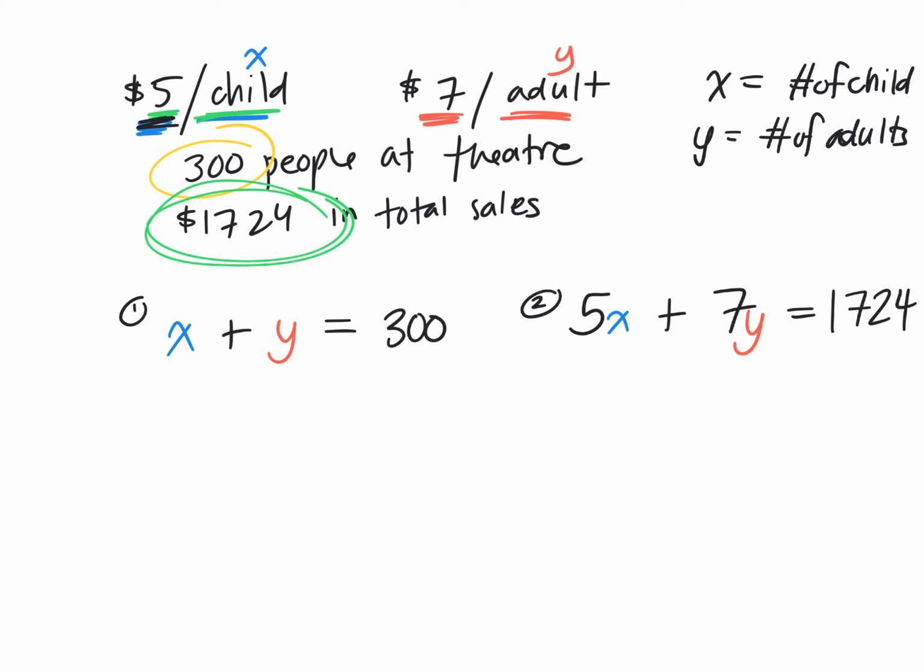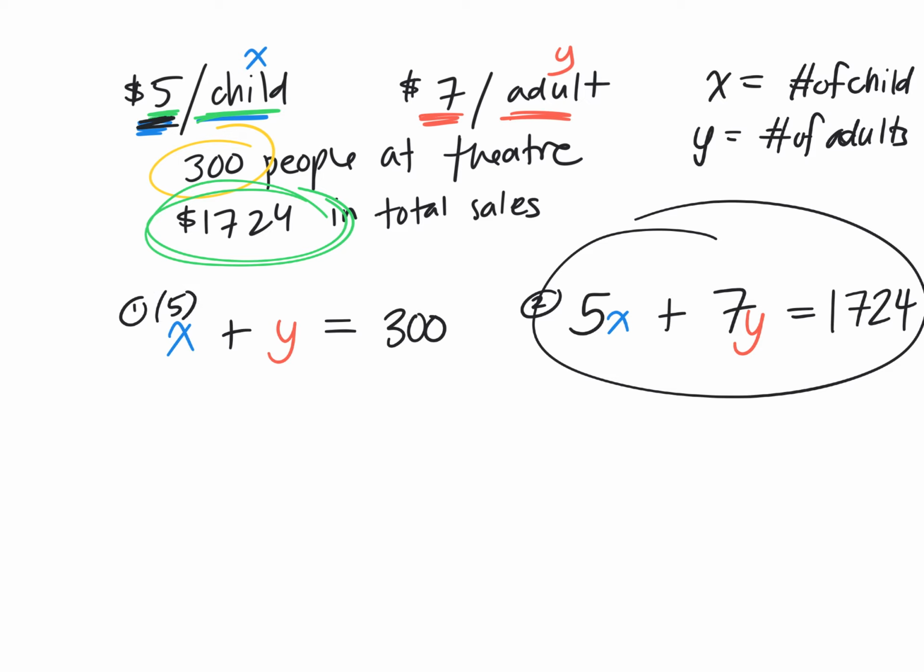If I want to solve this by elimination, I need to make the coefficients of one of the variables the same. So in this equation, I have a 5x and a 7y. If I multiply all of this by 5, then I'm going to have a 5x. Then I can eliminate the x's, right?